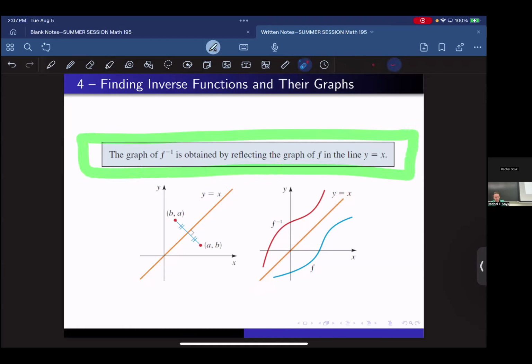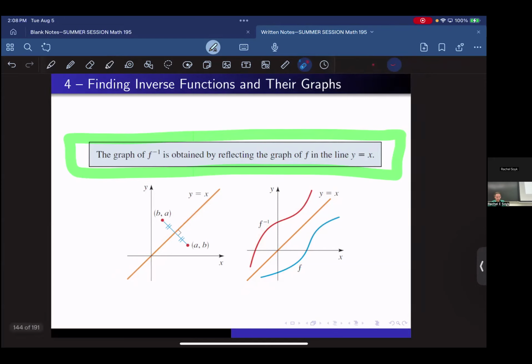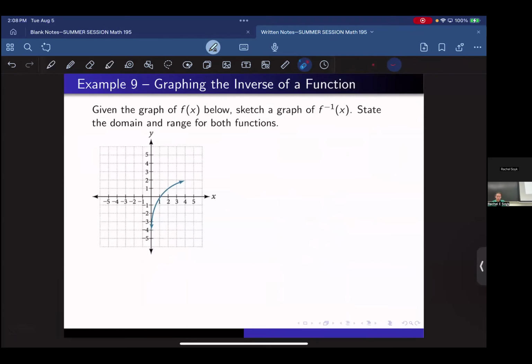And down here is just a visual representing that. We have our line y equals x, and if we have this weird f of x function and reflect it across, this is the inverse of that f of x. So now let's put that into action. We're given f of x below, and we want to sketch a graph of its inverse and then state the domain and range for both f and f inverse.